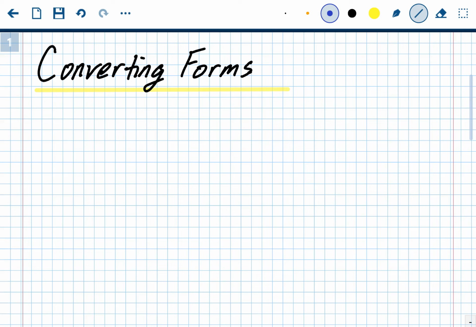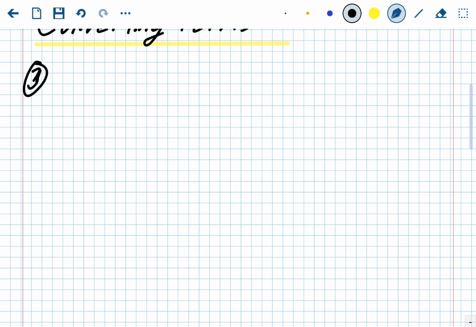We're just going to pick up where we left off, which was converting between quadratic forms. Before spring break on Friday, we did factored form to standard form, and we did vertex form to standard form. Now we're going to do two more today. The first one, which is the third one total, is standard to vertex form.